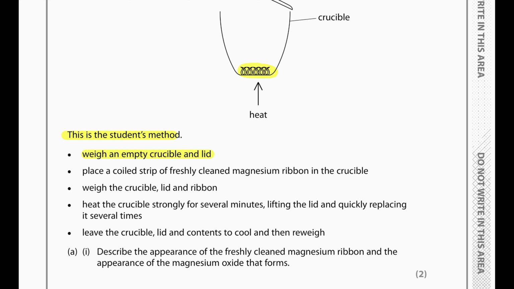Weigh an empty crucible and lid. Place a coiled strip of freshly cleaned magnesium ribbon in the crucible. Weigh the crucible, lid, and the ribbon. Heat the crucible strongly for several minutes, lifting the lid and quickly replacing it several times. Leave the crucible, lid, and contents to cool and then reweigh.